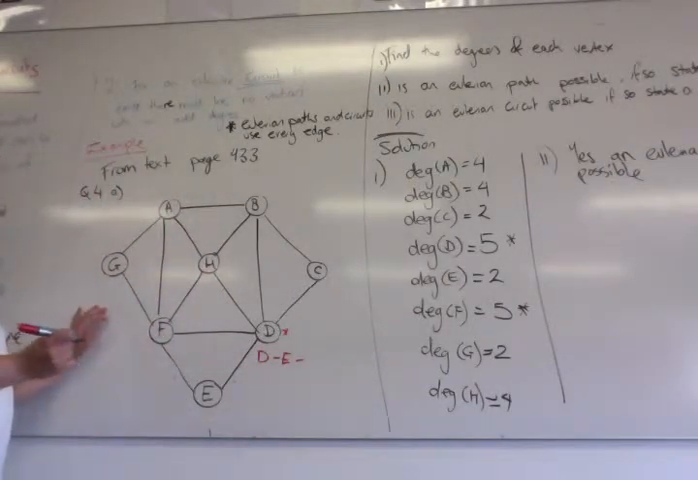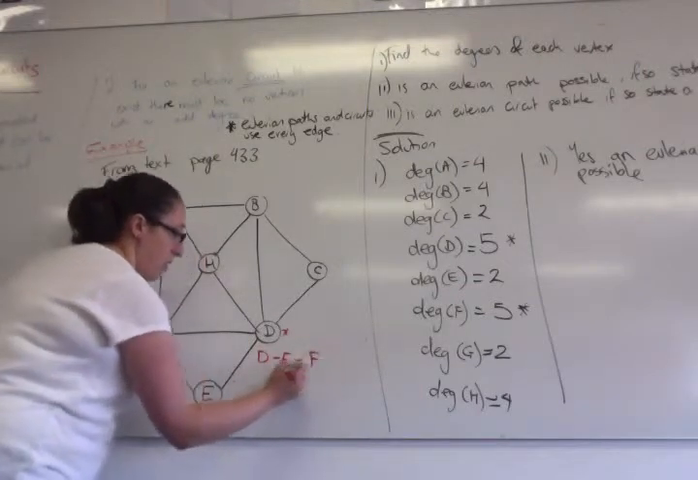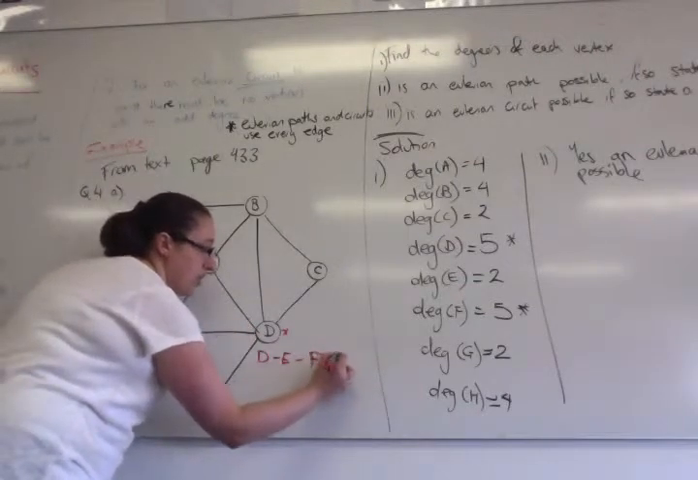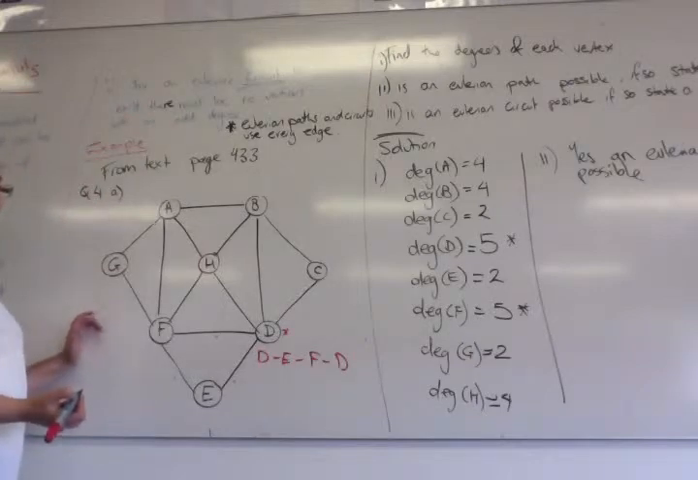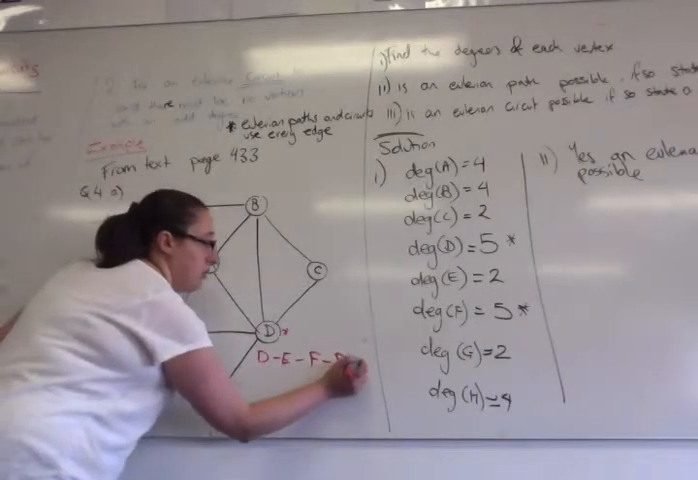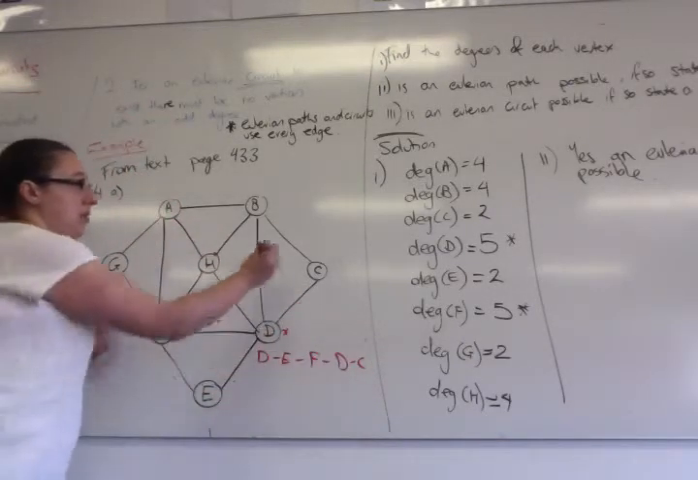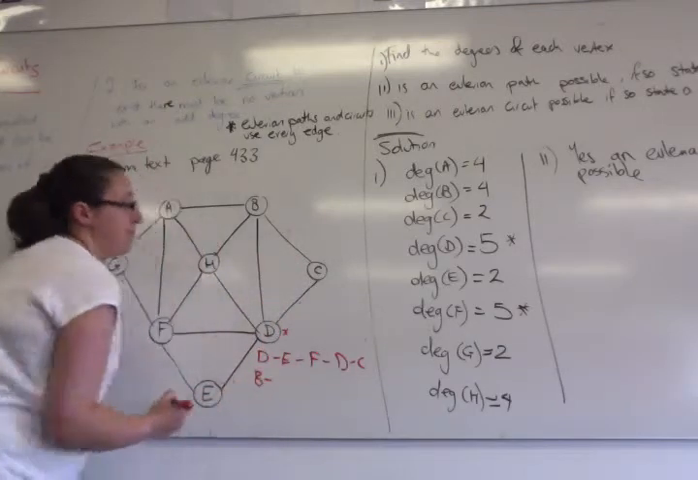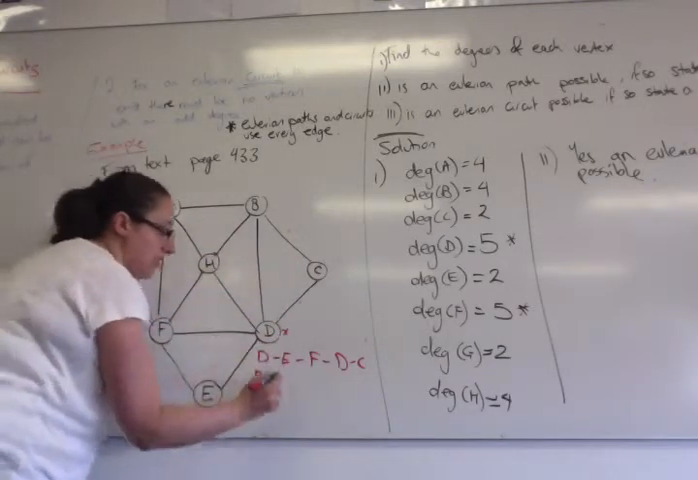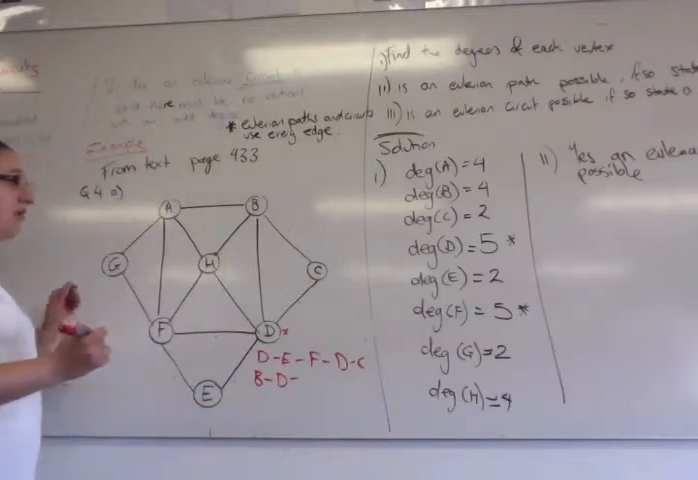Then we're going to go where? F. Back to D. Okay, so we're going to get rid of that early. And then C, D, B, back to D. Okay, so we're going to cancel out all the roads around D. And go to H.